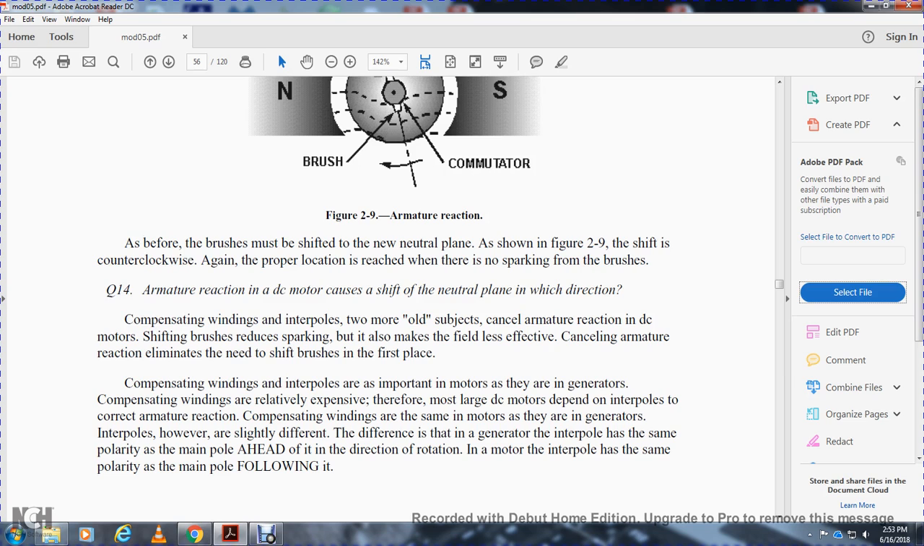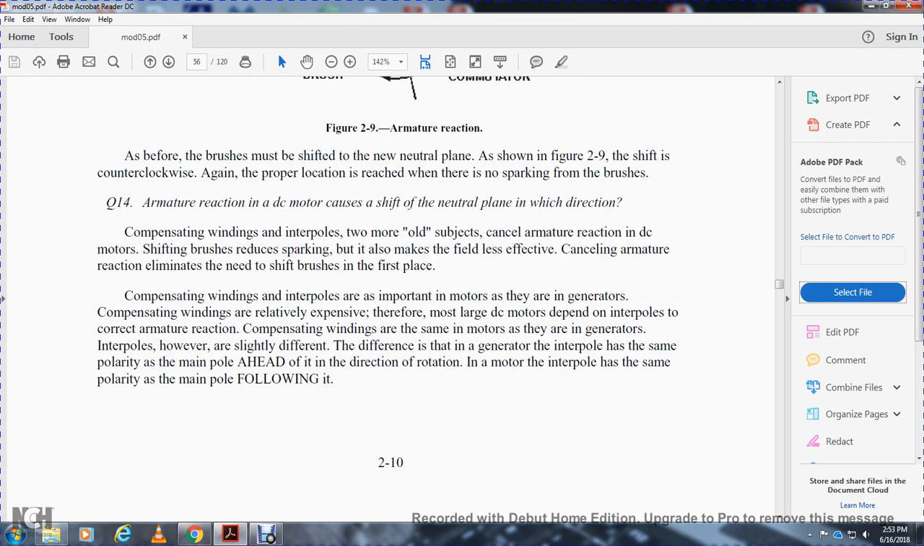Compensating windings and interpoles cause the armature reaction to be canceled in DC motors. Shifting the brushes reduces sparking, but also makes the field less effective. Canceling the armature reaction eliminates the need to shift the brushes in the first place. Compensating windings and interpoles are important in motors. Compensating windings are relatively expensive, and therefore most larger DC motors depend on the interpole for the corrective armature reaction.